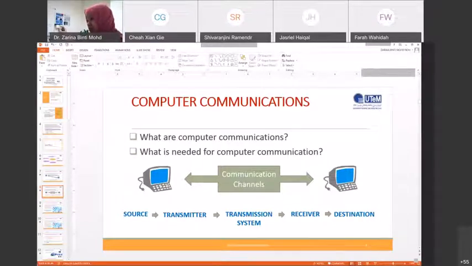When the data needs to be received by the destination, it first needs to go through the receiver. An example device for the receiver is another modem. What does this modem do? It converts the data from the communication channels back into a form that the computer can understand.